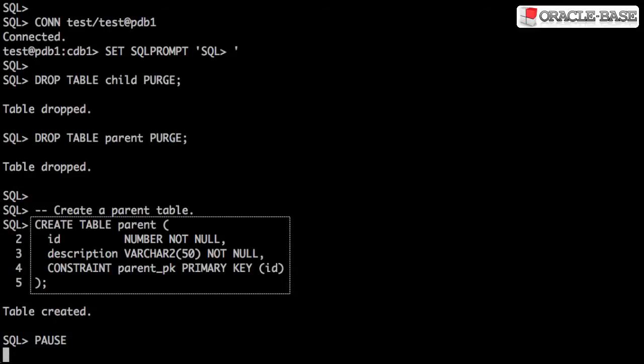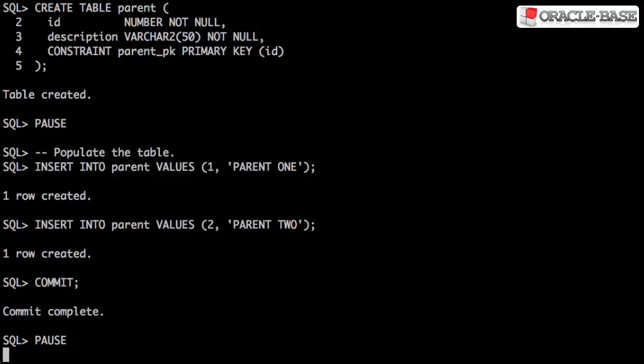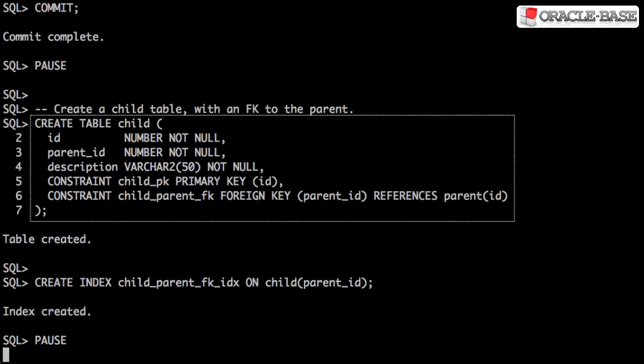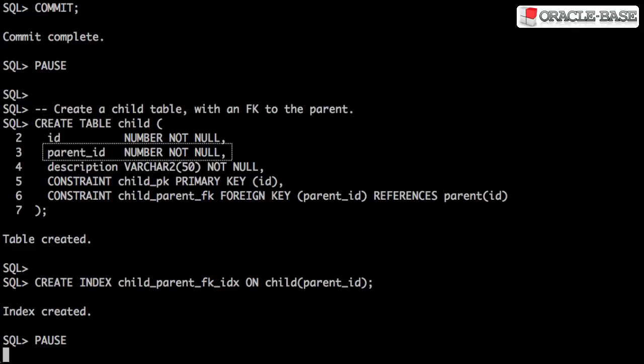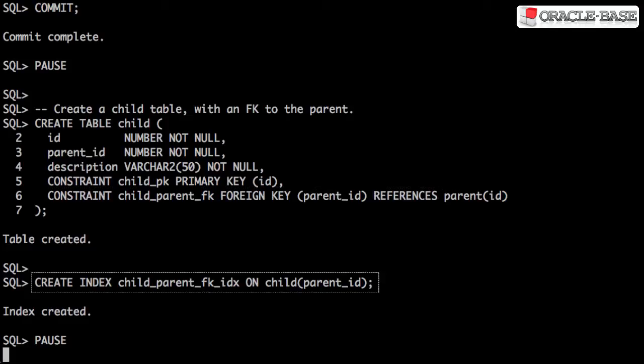We'll start by creating and populating a simple parent table. Next, we create a child table. Notice the parent ID column is used in a foreign key definition, pointing back to the ID column in the parent table. We've also created an index on that column.